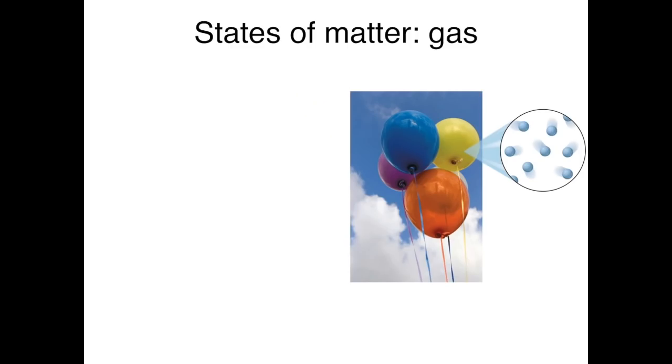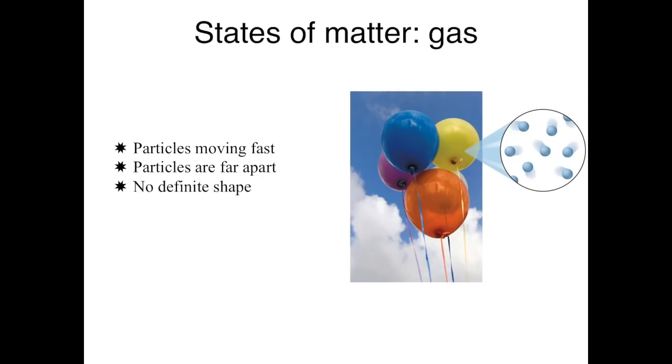Now, when we move on to gases, it's totally different. In gases, particles move very fast. They have a lot of energy, and because they are moving very fast with high energy, they may break the attraction between each other and be very far apart. And that is why the gas has no definite shape. It takes the shape of whatever container it is in.